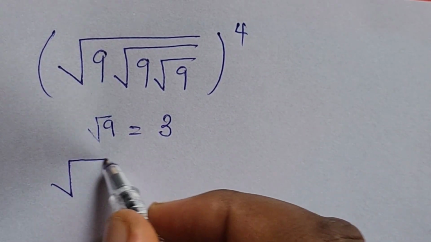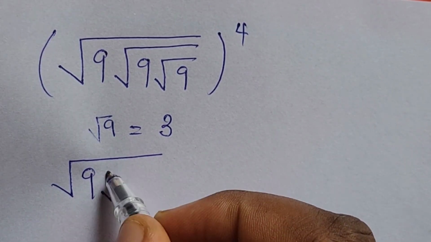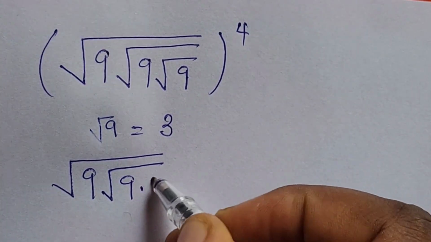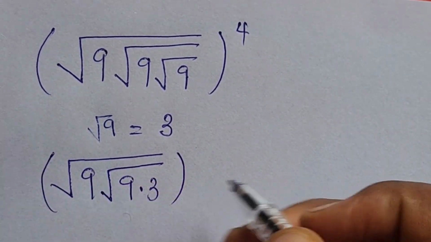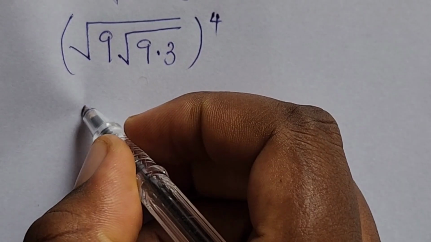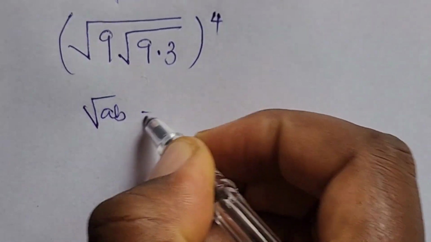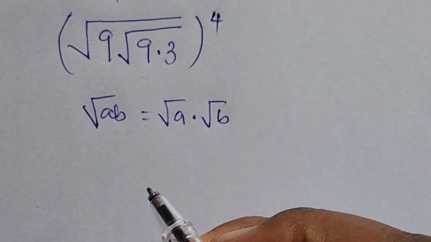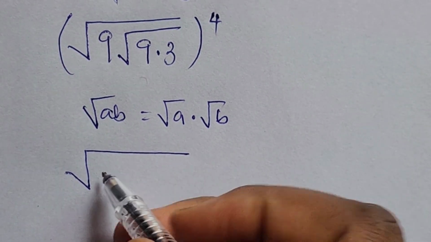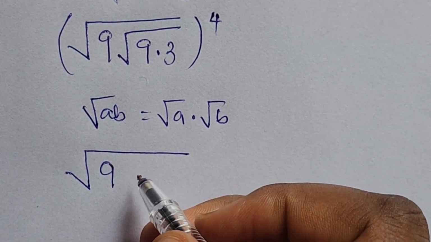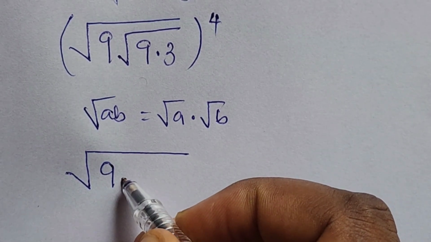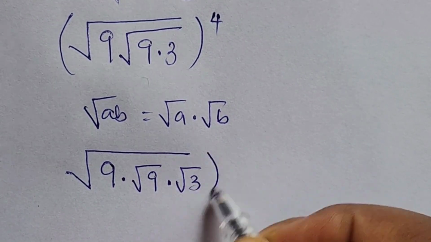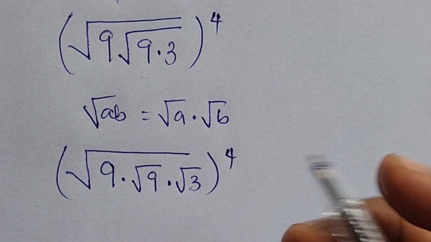So we have the square root of 9 root 9, and we have the square root of 9 to be 3, all to the power of 4. But when we have root AB, this is equal to root A times root B. So we have the square root of 9 times root 9 times root 3, all to the power of 4.